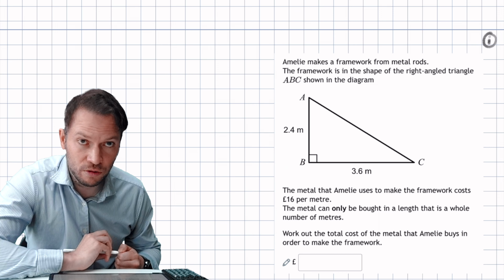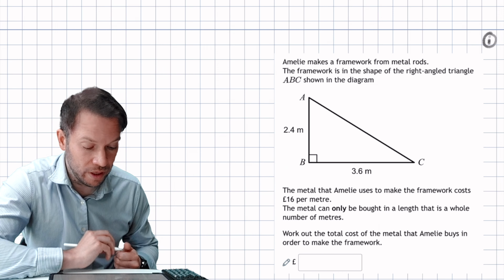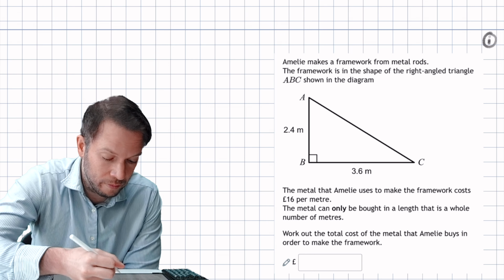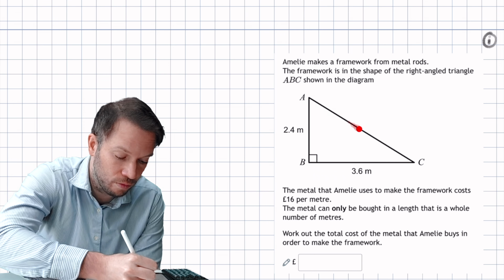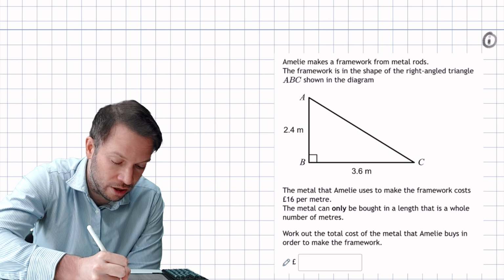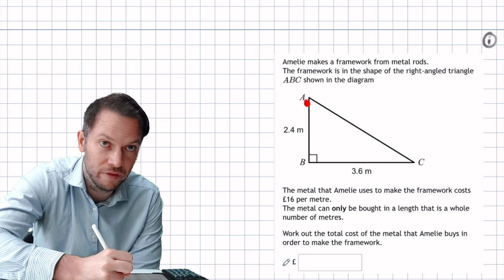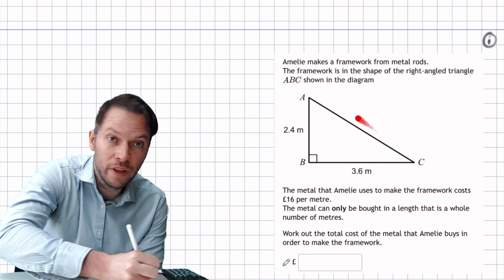Now, to work out the total cost of the metal, we need to work out the total length of metal that we need. So the total length of the metal is just going to be the perimeter of this shape, because the total length of these lines is the total amount of metal we need. Now, we already know we need 2.4 metres of metal for this and 3.6 metres of metal for this, but we don't know the length of AC.